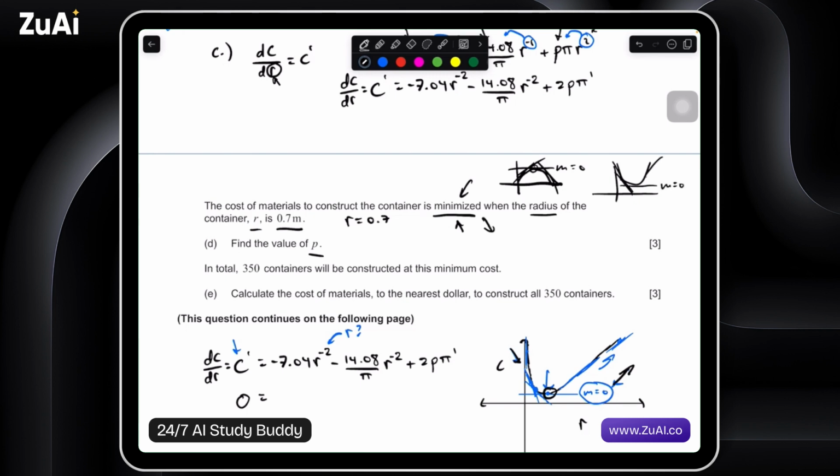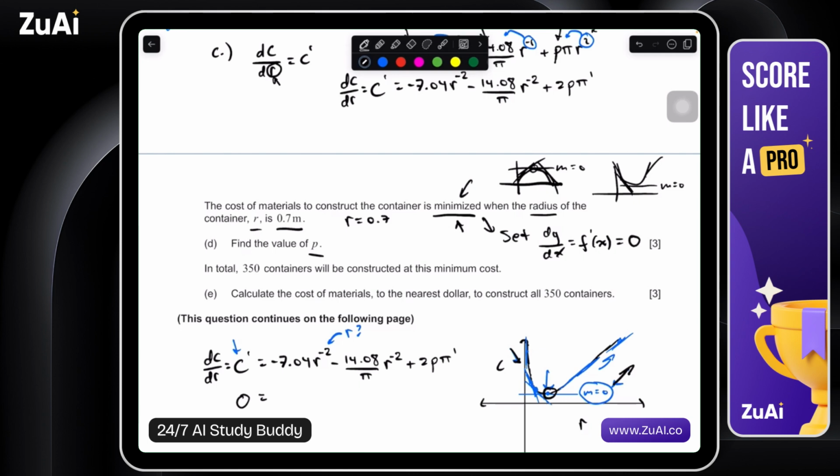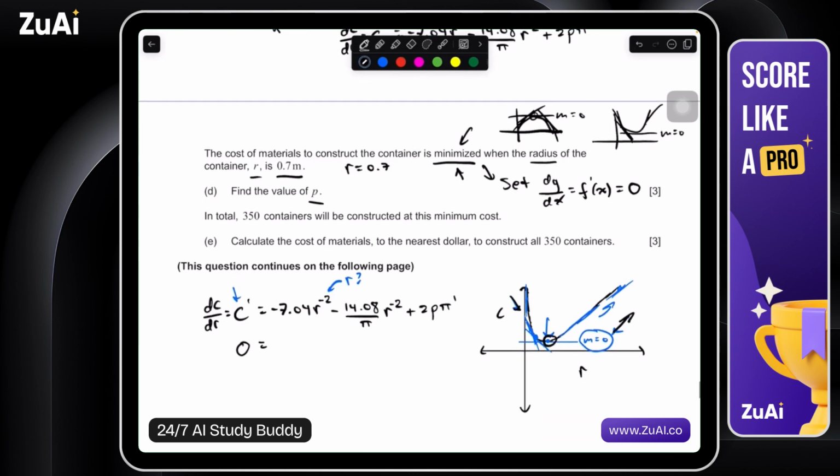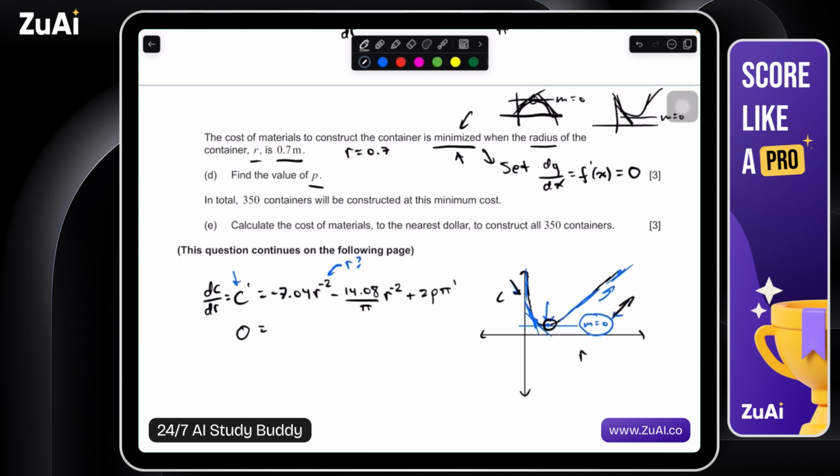So often when you see minimize or maximize, set dy/dx, or f prime of x, whatever it happens to be, equal to 0 and then just solve. Essentially, N-solve, really. Okay, so there it is. When is the derivative equal to 0 for this function of negative 7.04r? We know that it's minimized.